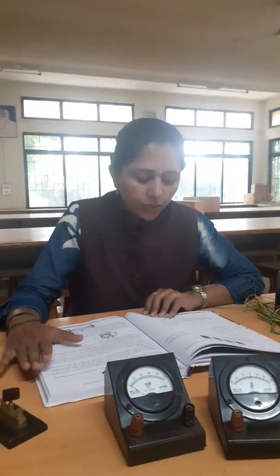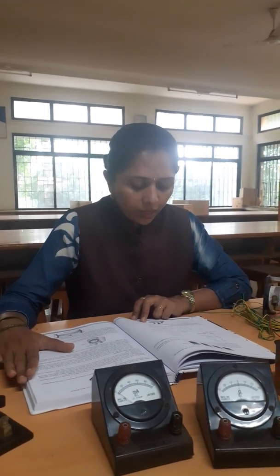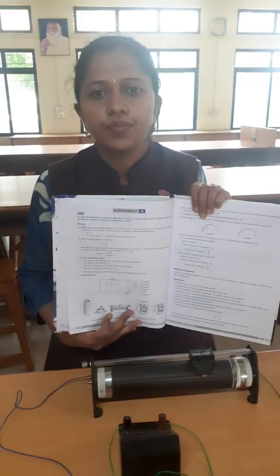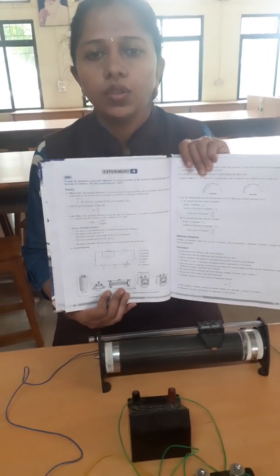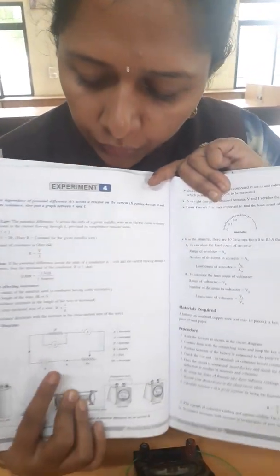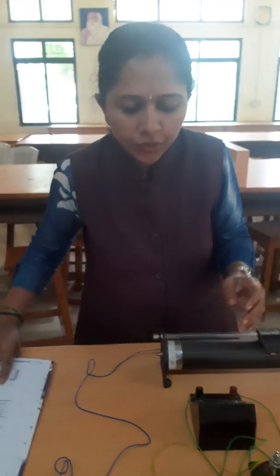Now we are going to see page number 54. Can you see the diagram of figure number 1? There is a connection of a circuit. According to that, we will connect our circuit. Now we are going to set up our practical according to this diagram. I have already introduced you to the materials.